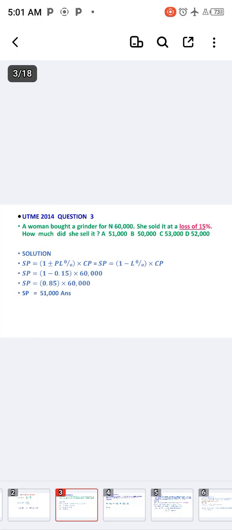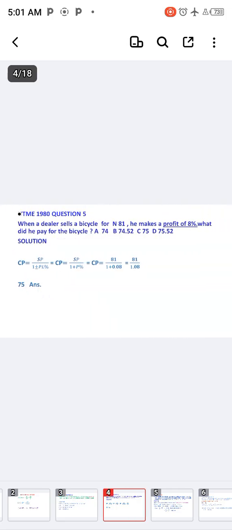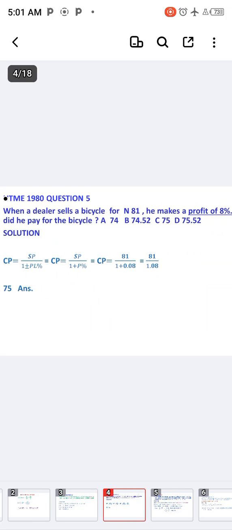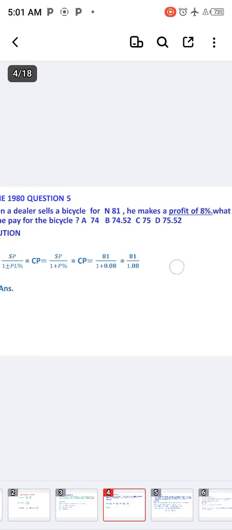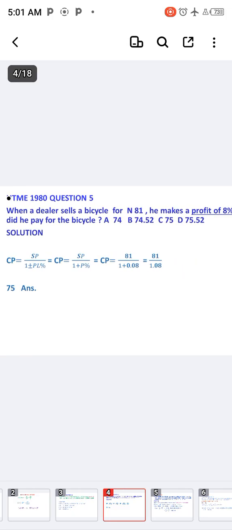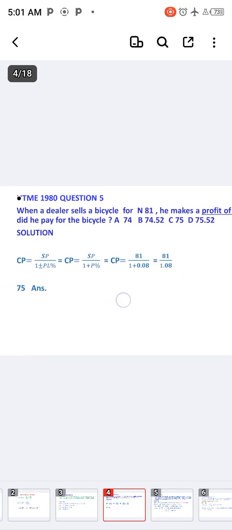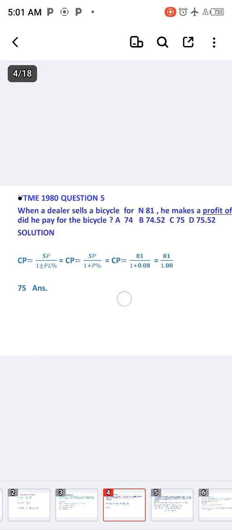Let's take another question. This question is taken from 1982, question 5. And it reads, when a dealer sells a bicycle for 81 naira, he makes a profit of 8%. What did he pay for the bicycle? The options are A, 74 naira, B, 74.52 naira, C, 75 naira, and D, 75.52.